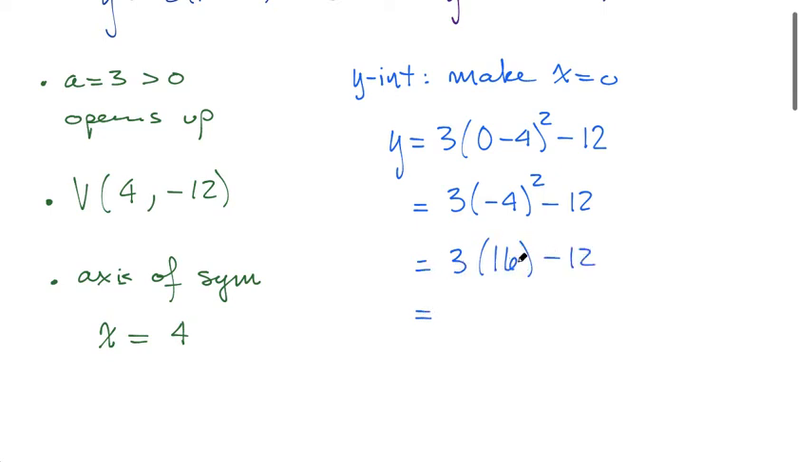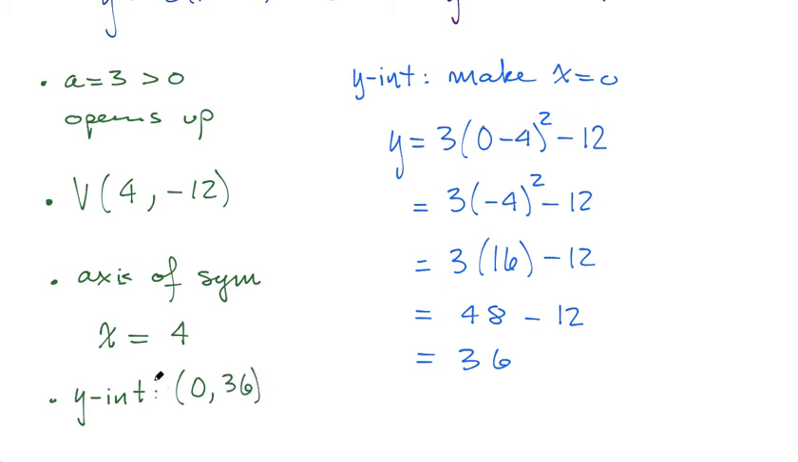16 times 3 is 48. 48 minus 12 gives me 36. I now have my y-intercept. Y-intercept at the point, because it's a point on the y-axis with coordinates x equals 0, that's why we had the 0 here, and y equals 36.